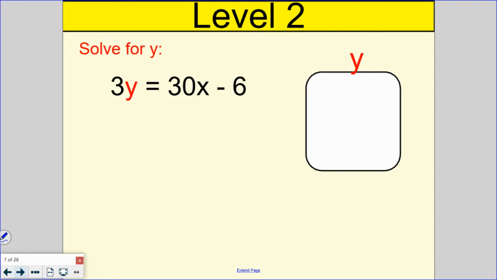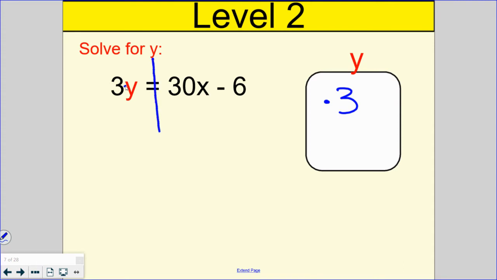All right, this one, when we're solving for y, this is being multiplied. Y is being multiplied by 3. There's only one y in this, and so we can put it through our box, and it's being multiplied by 3. That's the only thing that's happening to the y. We're going to do the opposite operation, and we're going to divide by 3.